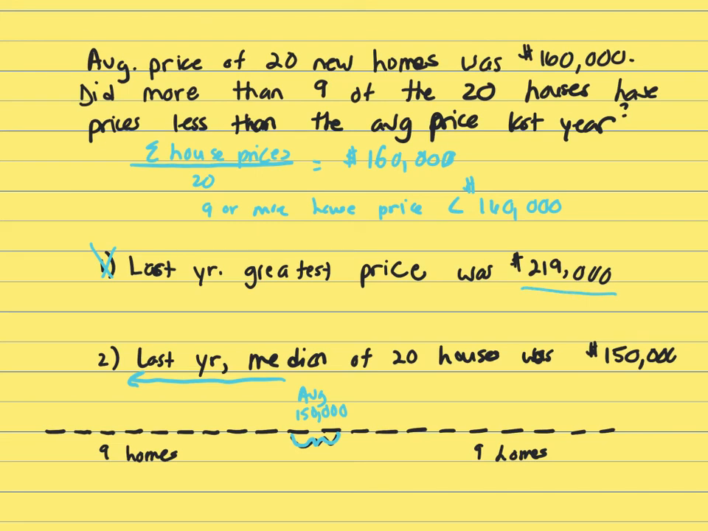And we're trying to figure out if 9 or more houses are less than 160. 1, 2, 3, 4, 5, 6, 7, 8, 9. So I can answer the question, yes. 9 of the 20 houses have prices that are less than $160,000. So your answer is B, as in boy.